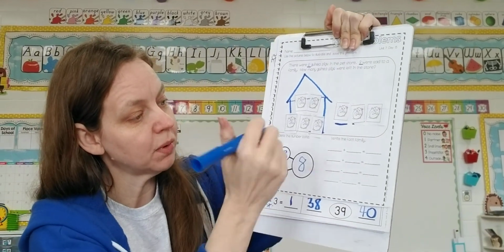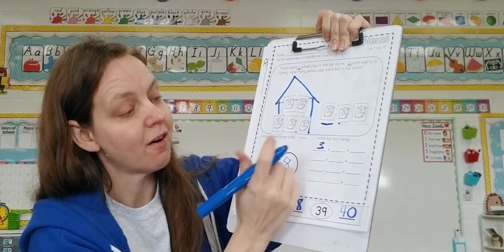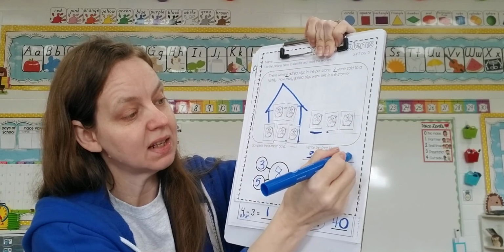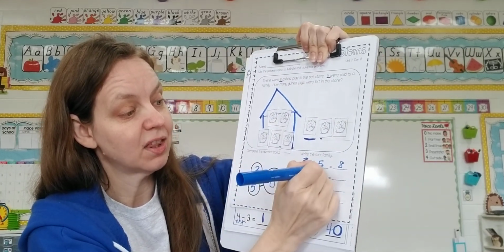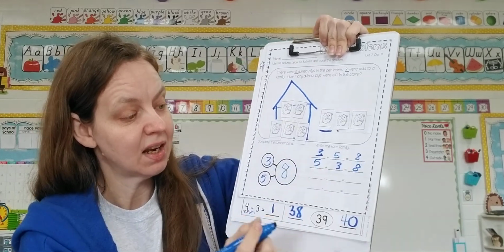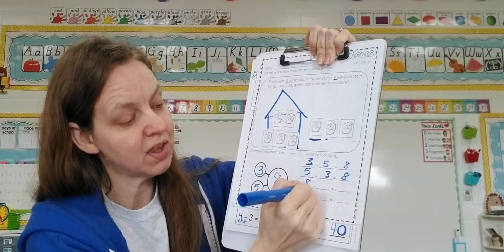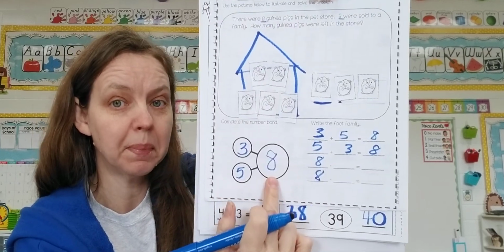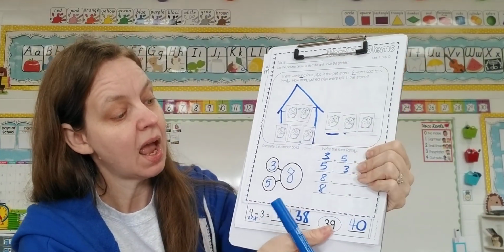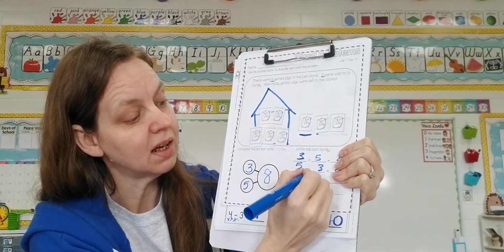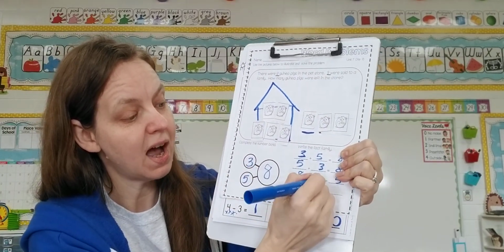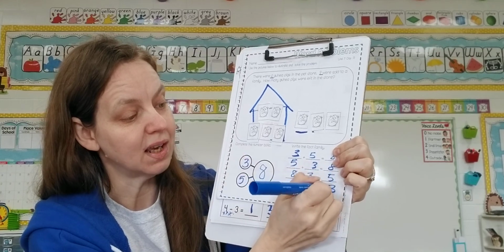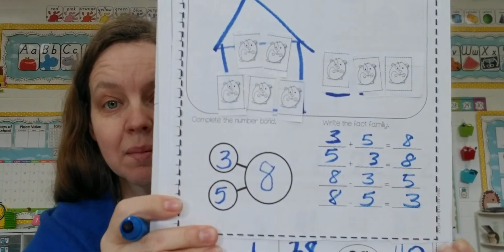I'm going to start with the 3. 3 plus 5 equals 8. Now this time start with the 5. 5 plus 3 equals 8. Now for our subtraction, remember we're starting with 8 both times because we always start with the biggest number when we're subtracting. 8 minus 3 equals 5. 8 minus 5 equals 3. We just flip them around and use those same numbers.